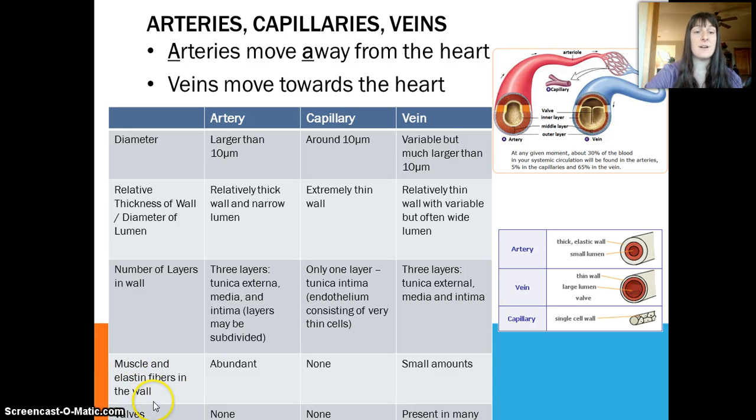Muscle and elastin fibers, these are going to be the things that hold these into their shapes. Arteries have a whole bunch of elastin and a whole bunch of muscle that allow them again to maintain that shape for the same reason that their wall is so thick. Veins have a little bit and capillaries have basically none. Then valves is this last part. So arteries don't have any valves, capillaries don't have any valves, but veins, a lot of them do have valves, and that's illustrated in this image right here.